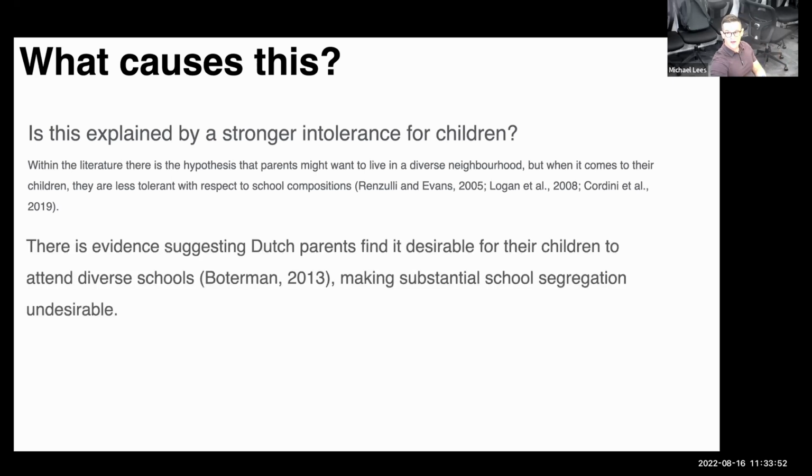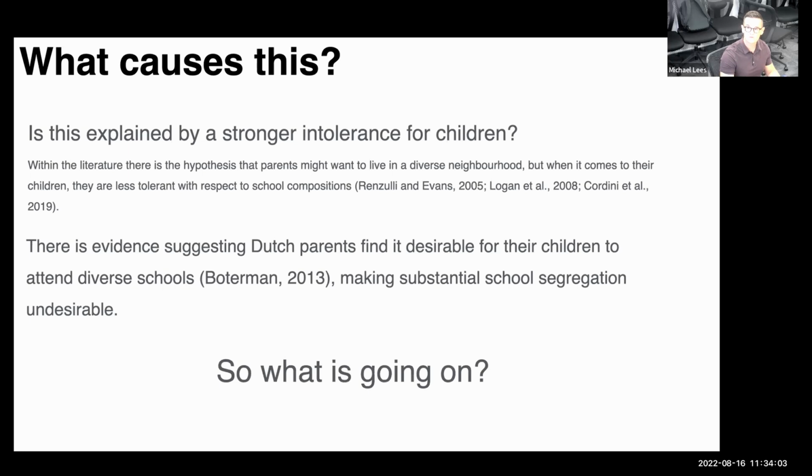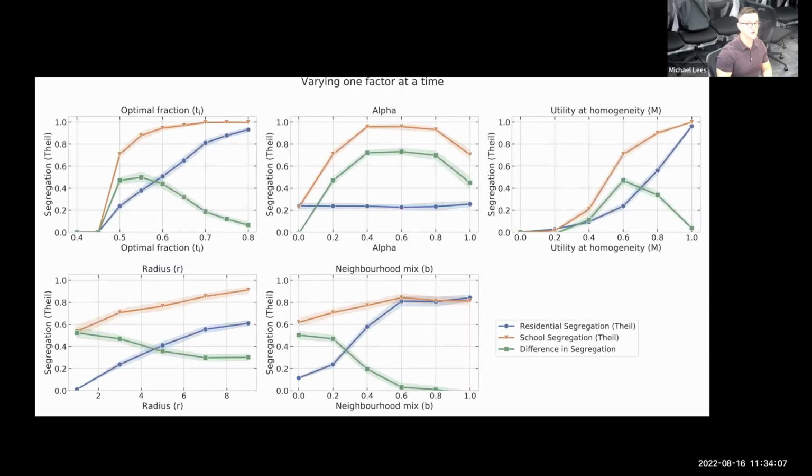And like I said, there is evidence suggesting Dutch parents find it desirable for their children to attend diverse schools, but making substantial segregation actually undesirable. So the question is, what is going on? So what we could do with our model is we could now put all of these ideas into a simulation.